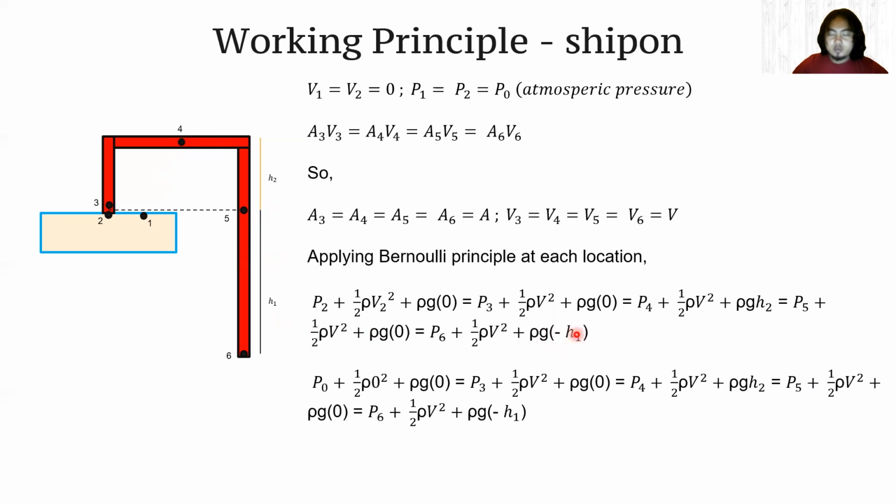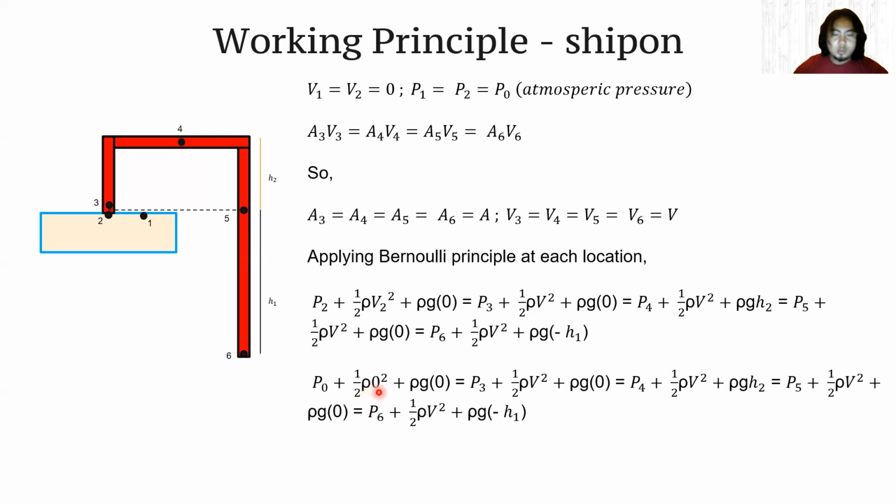Why is this minus H1? Because H1 is located below the reference line, so this should be minus. And then since P2 here is equal to atmospheric pressure, we can directly substitute P2 with P naught. So just substitute P2 with P naught here, and 1 over 2 rho.